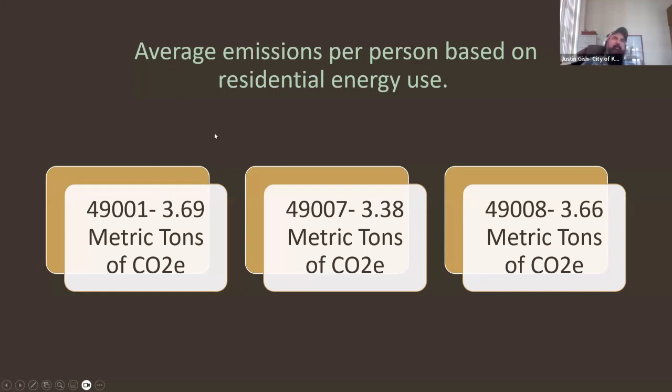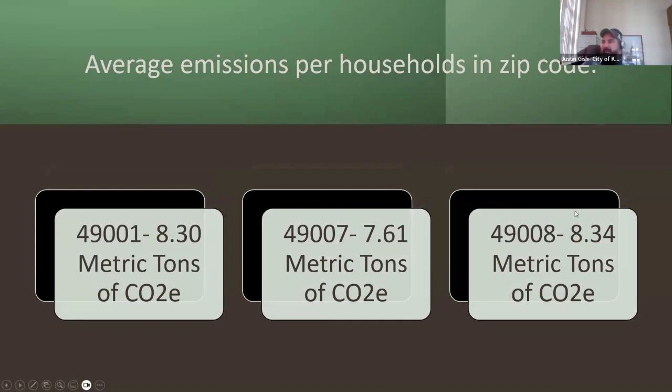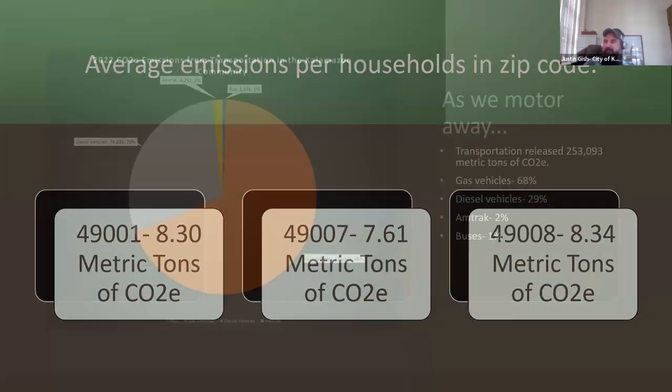But then as I did this work, this average per person, I was like, oh, do people matter or is it household? So I went in to grab some census data, found the household, and it looks like 49008 comes out on top. So per household, you're using more or emitting more CO2e than the other two zip codes if you're living in 49008. Why is that? Bigger home? That's what I'll spend the next couple of years trying to figure out, but you can see that 49008 is on top.